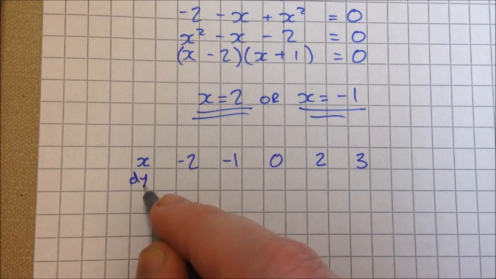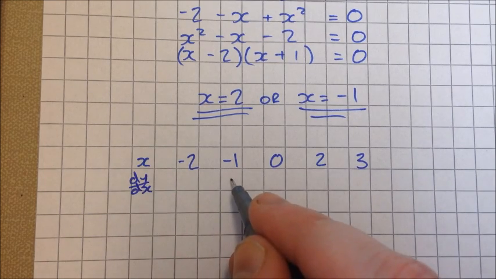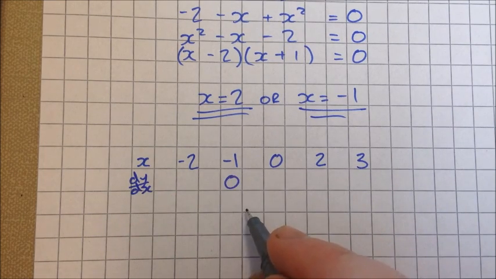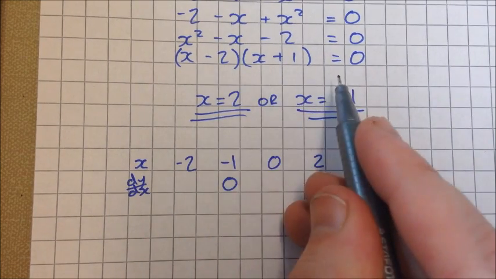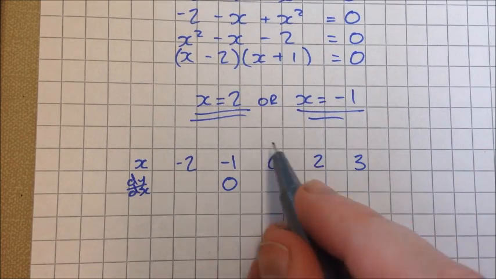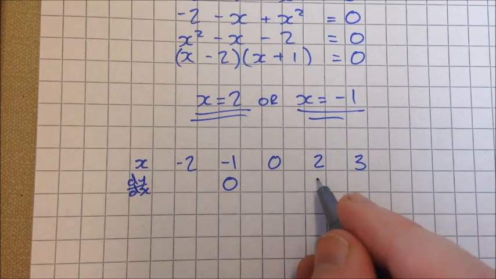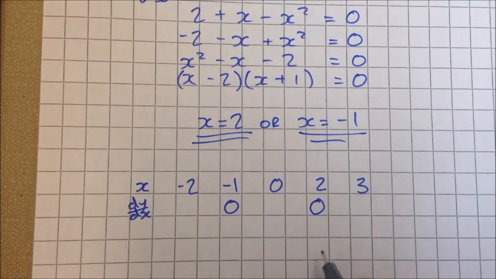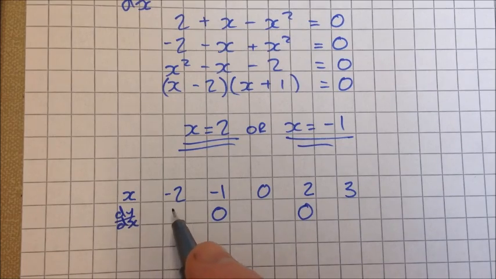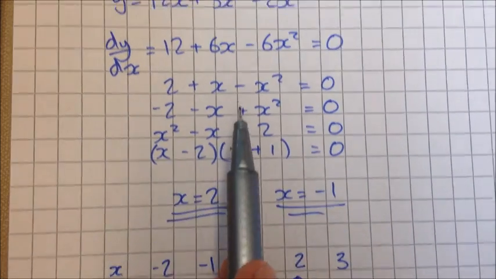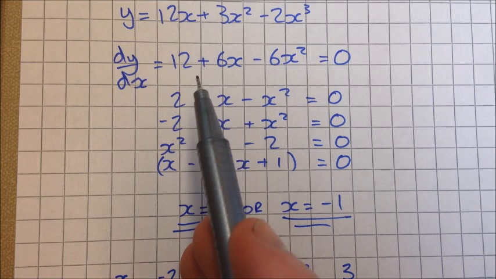Now we know that dy dx is 0 on there for this one. Remember that that was one of the solutions to make this 0, and also one of our solutions was 2, so this is 0 as well. Now plug these other values into dy dx. So dy dx is up here.